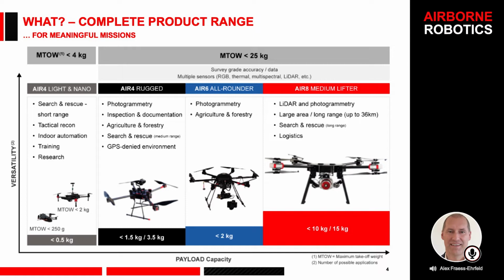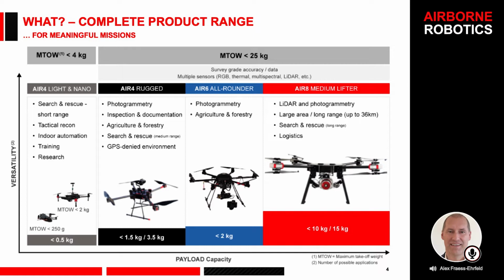Then we have the Air 4 and the Air 6. Those are mid-sized all-rounder drones for inspection, photogrammetry, and also agriculture and forestry. So that's a mid-sized version, typically in the range up to 6-7 kilos maximum takeoff weight. And the difference between the Air 6 and the Air 4 is that the Air 6 gives you some kind of redundancy through the 6 rotor and motor combination.